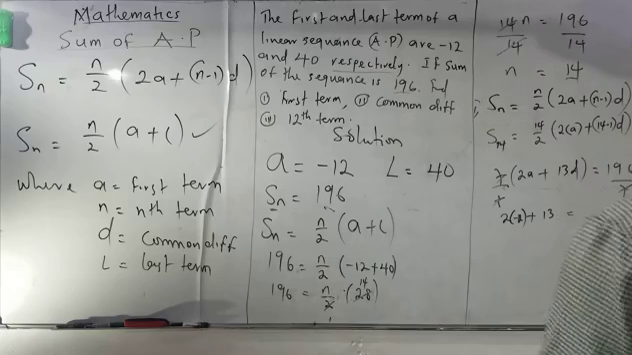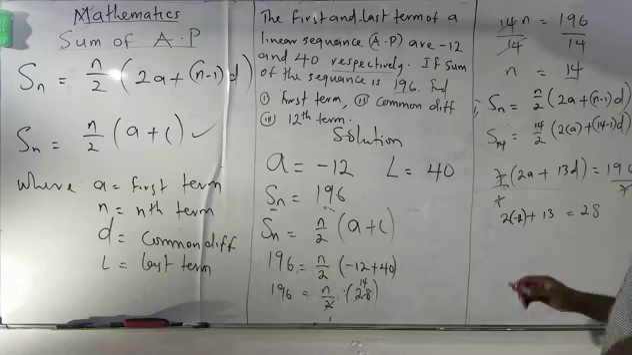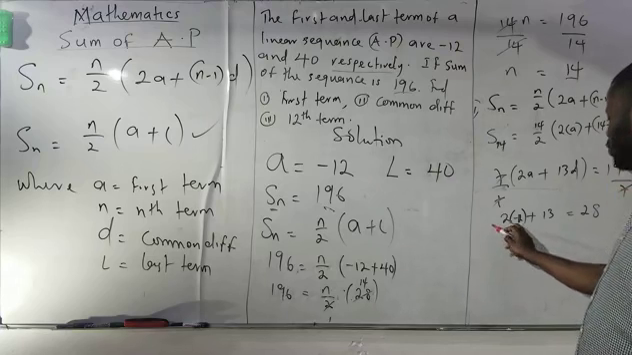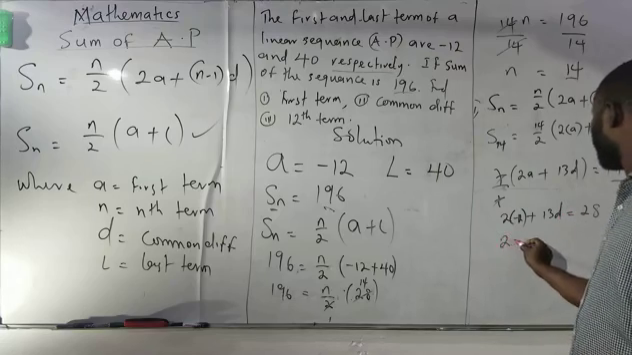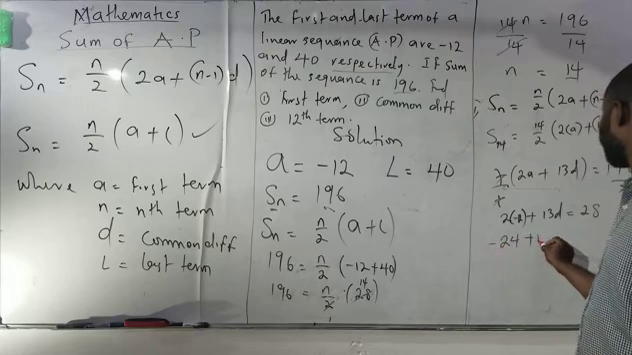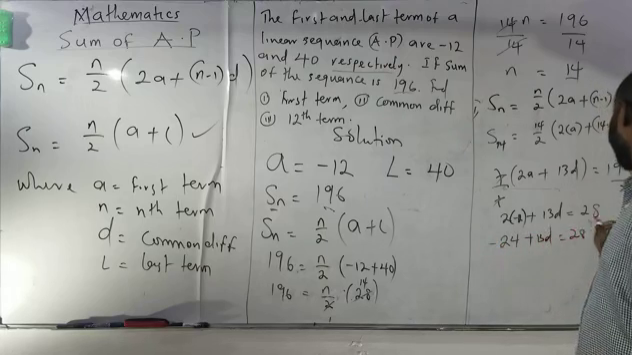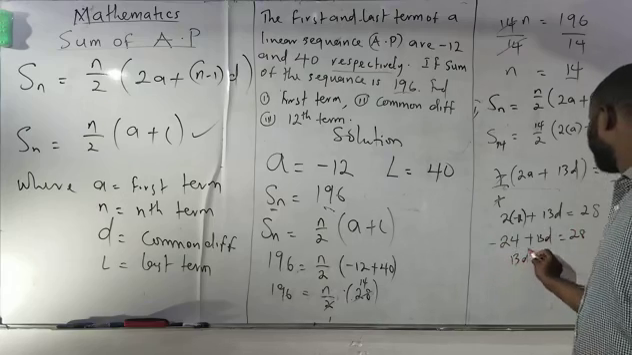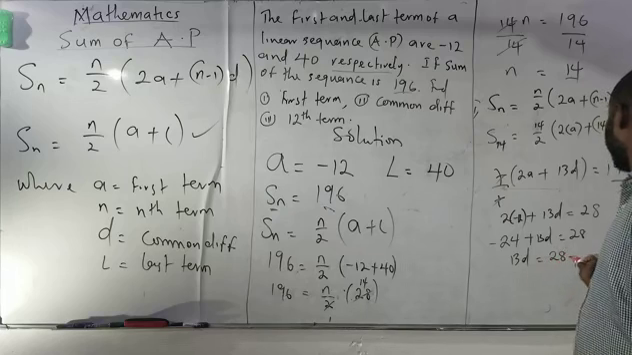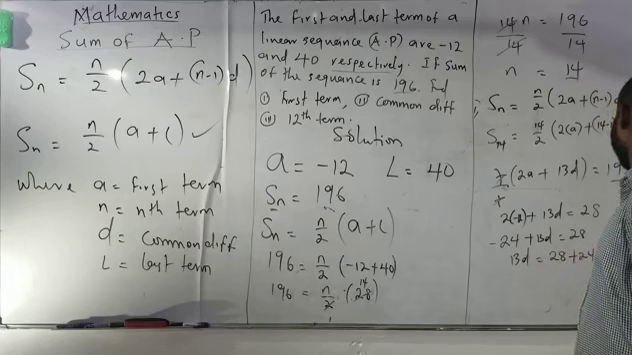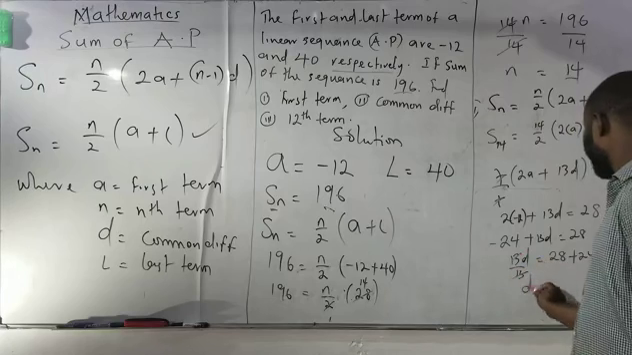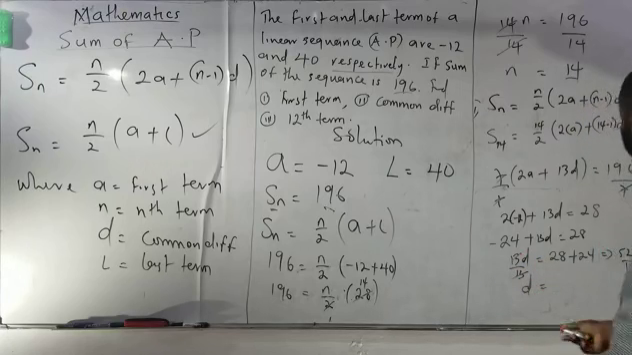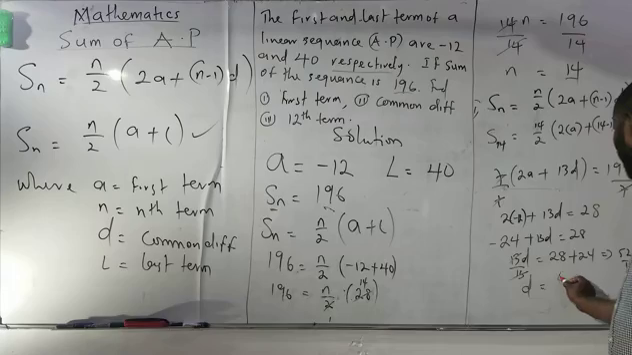Now, 7 can divide and it will give us 28. Since this one will give us minus 24, it means minus 24 plus 13d equals 28. Now, 13d equals 28 plus 24, which is 52. Divide both sides by 13. This will cancel. My d equals 52 divided by 13, which will be equal to 4.